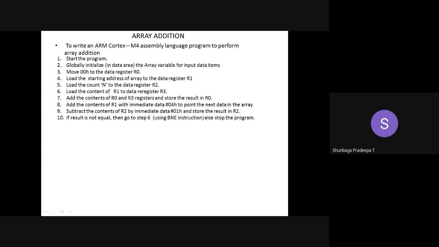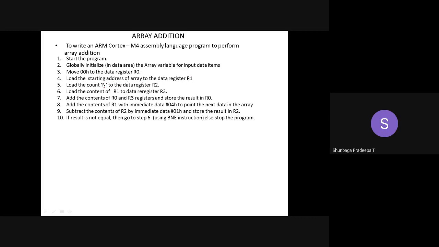Okay, like how we did in positive and negative numbers. So we have initialized an array. So initialize a global array and have a register R0 with the sum as 0. We have not performed any addition, so clear the register R0. Next, in R1, you try to access the array elements, starting from the base address. So starting base address will be the array address. So load the starting address of the array in the data register R1.